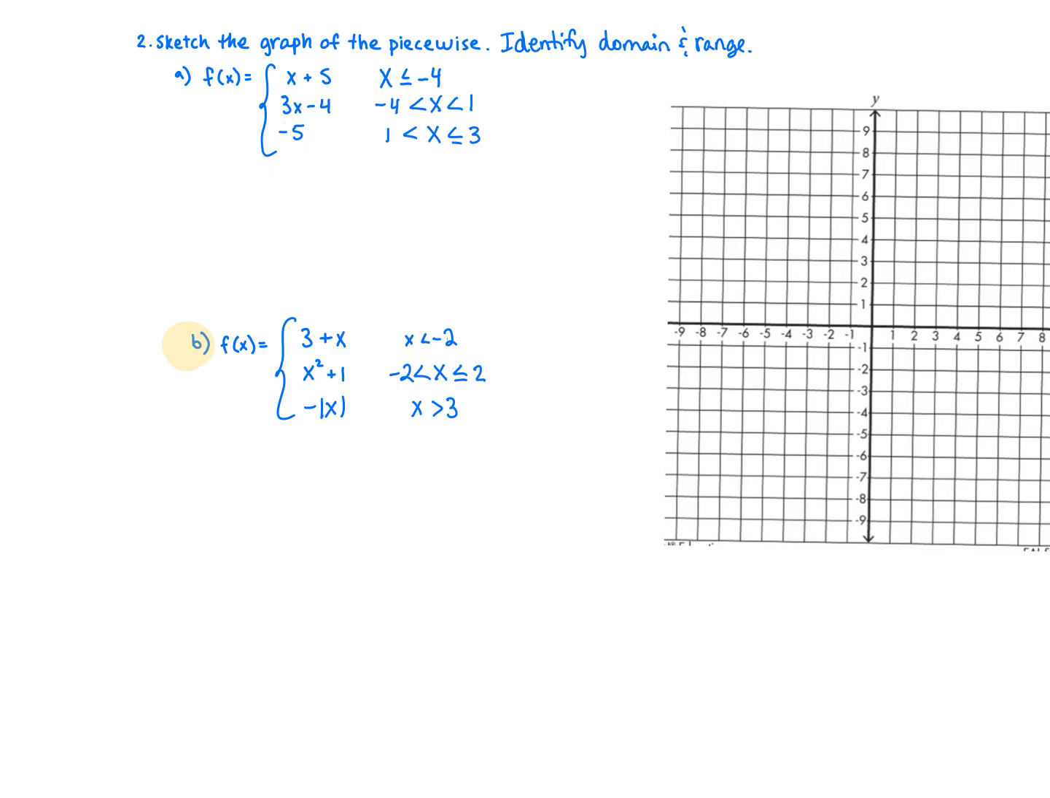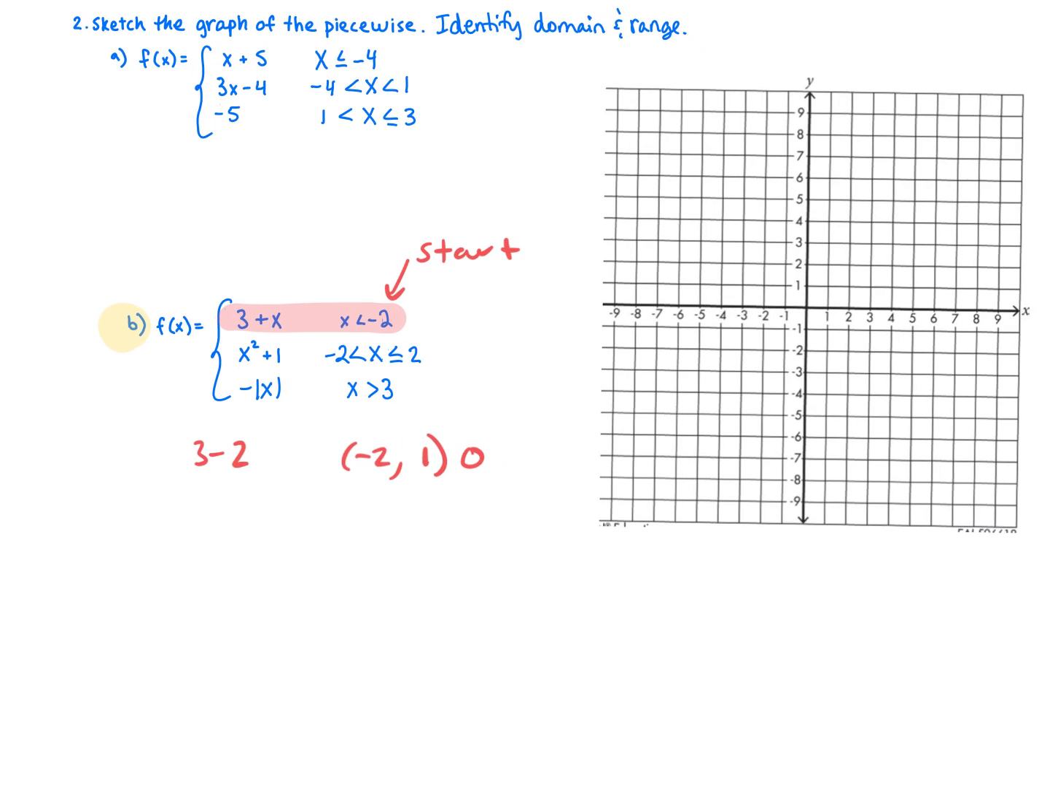So looking at B, we're going to graph one piece at a time. Starting with the first piece, what number would I plug in first? -2. So we always start with the numbers that it gives us. So we're going to plug in -2. When we plug in -2, this would be 3 minus 2, which would be 1. Do I have an open or closed circle here? Open circle. So we're going to go to the left to -2 and up 1 and put an open circle.